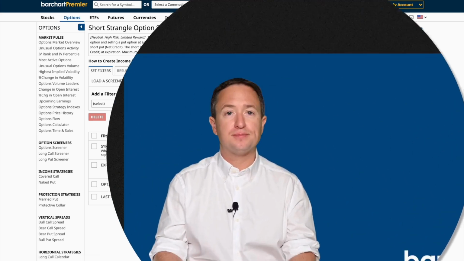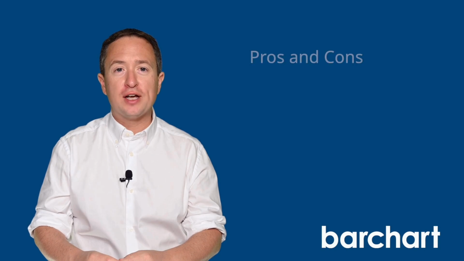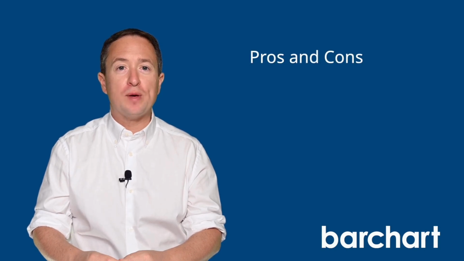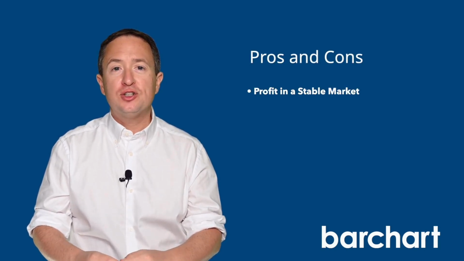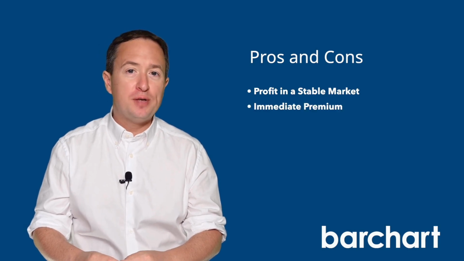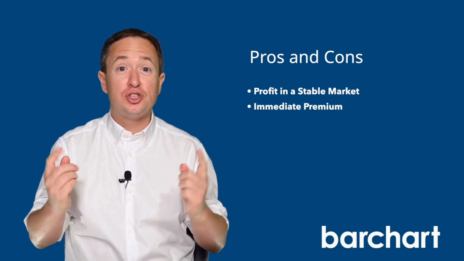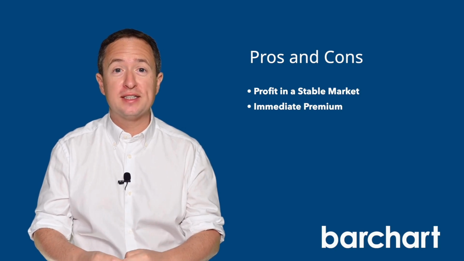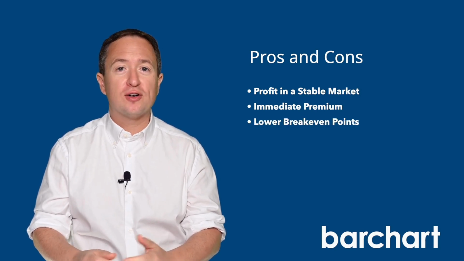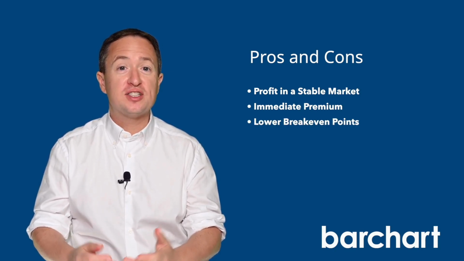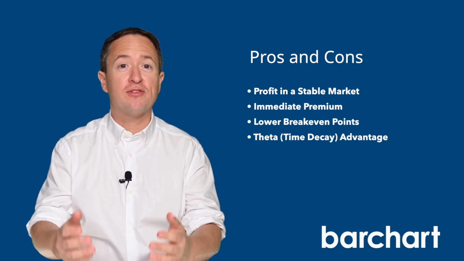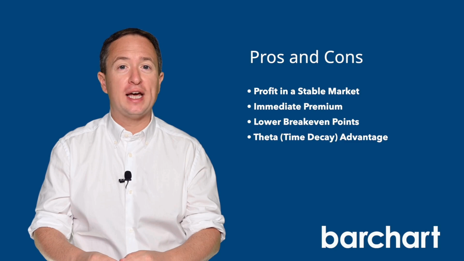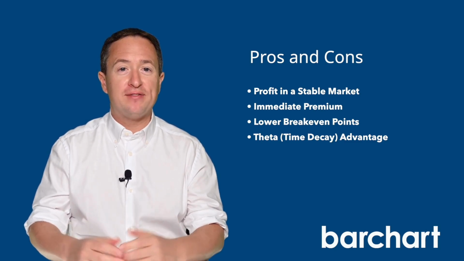It's that simple. The short strangle is a great strategy for when markets are neutral, stable, or moving sideways. Since you're selling options, you collect a premium. And since you're selling two options with different strike prices, your break-even prices are a bit more forgiving than just selling one option alone. Time decay also works in your favor, as the closer you are to expiration, the more the options lose value, and that benefits your positions.